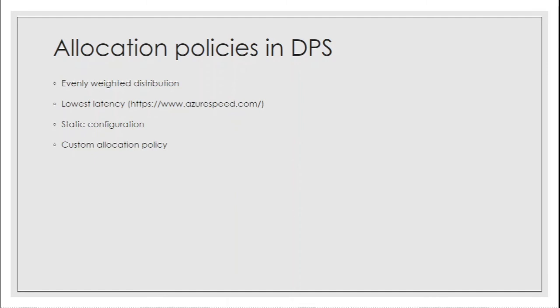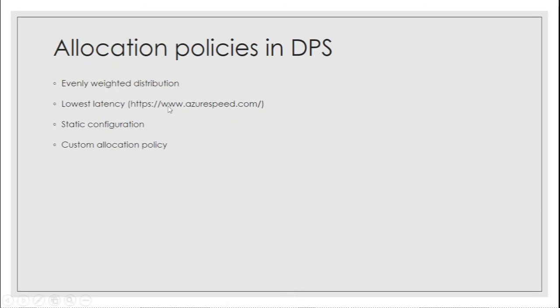So based on the device and the nearest IoT hub, that is the lowest latency. Based on the ping between the device and the Azure IoT hub, the ping in microseconds, the lowest ping will be used for registering the particular device with that Azure IoT hub.